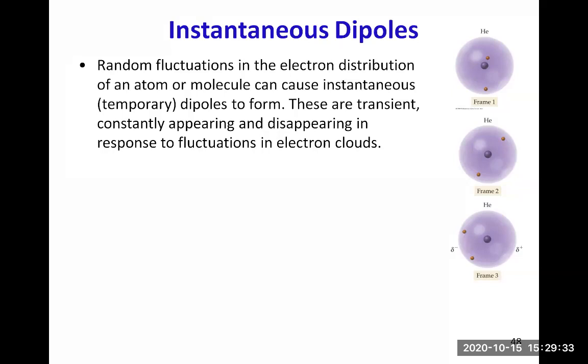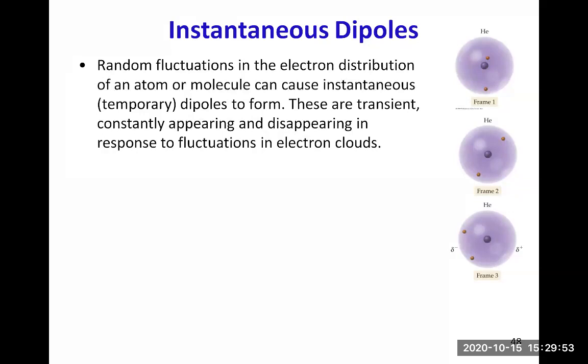In frame 2, time has passed and the electrons have moved, and now one is slightly to the left, the other is slightly to the right. And in frame 3, time has passed again and the two electrons have moved around, and now they are both on the left side of the atom.